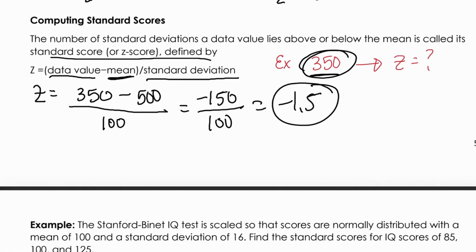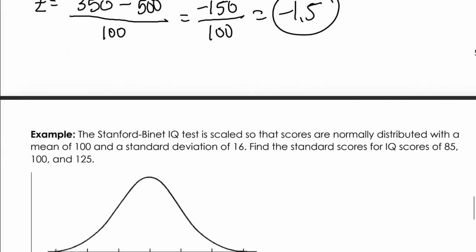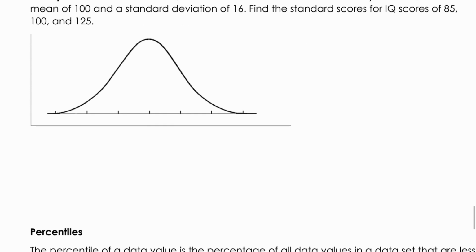So using this formula here, we can figure out how many standard deviations away from the mean we are by calculating what our value of z is. Okay, let's do another example.